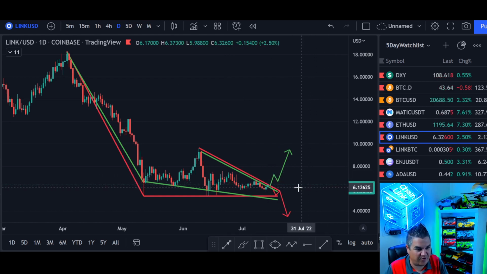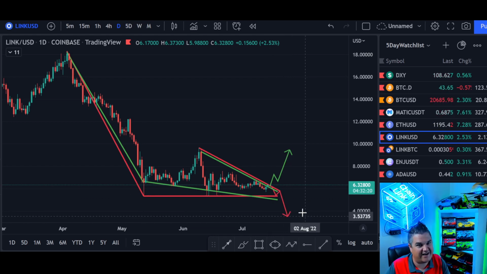So this is what we're looking for. We're looking for a break for the bears below these wicks. If that happens, we're going down. Submarine City, Chainlink, beware. That could be our final.